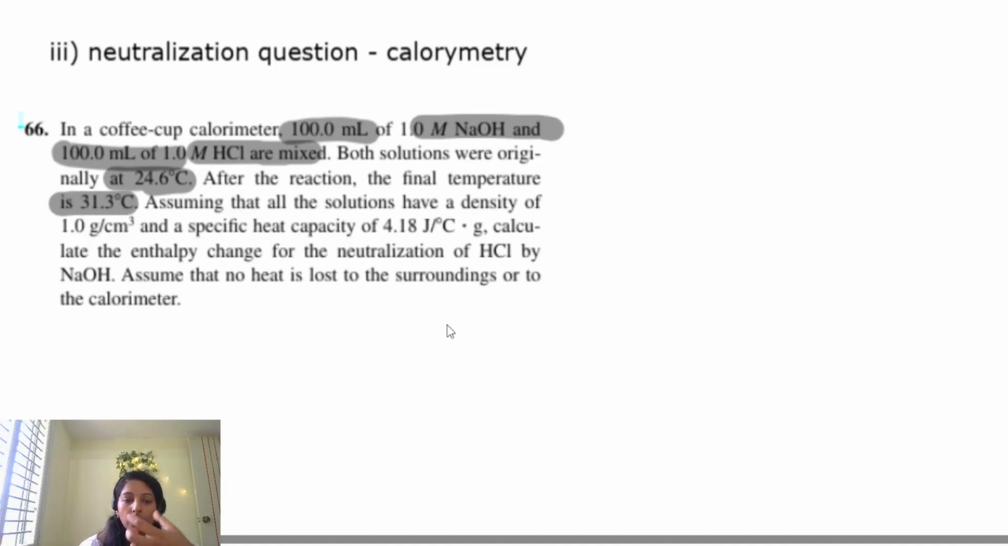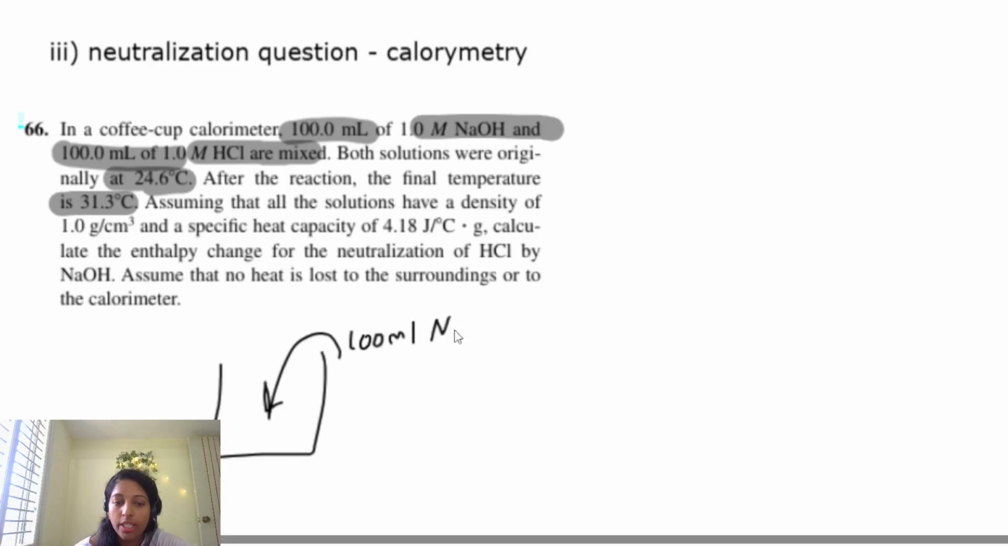So here you are adding both to the calorimeter. Inside the calorimeter, before mixing, there is nothing. First you add 100 ml of NaOH, and then you add 100 ml of HCl. Initially both are at a temperature of 24.6. Now the final temperature is 31.3. So how do you calculate?